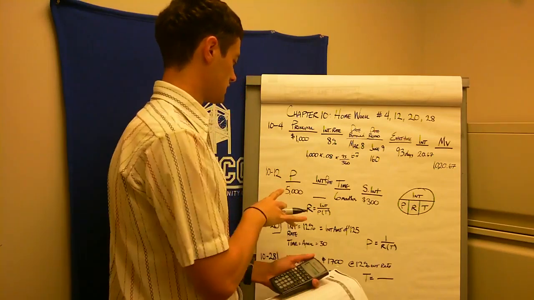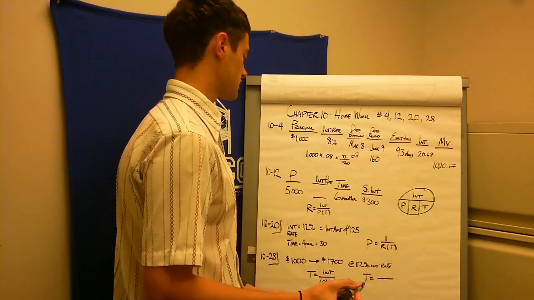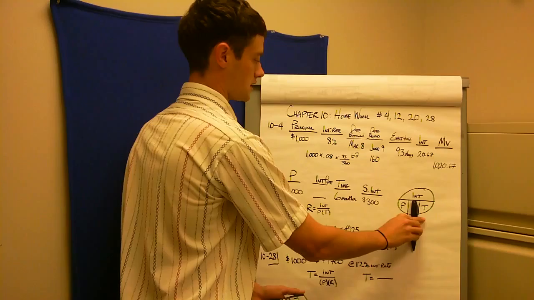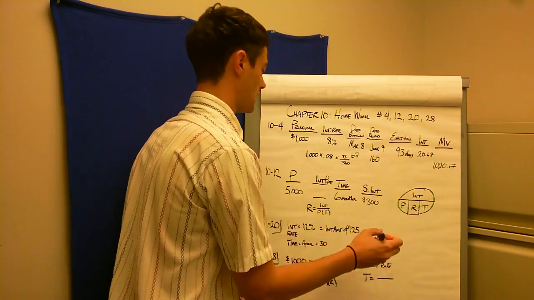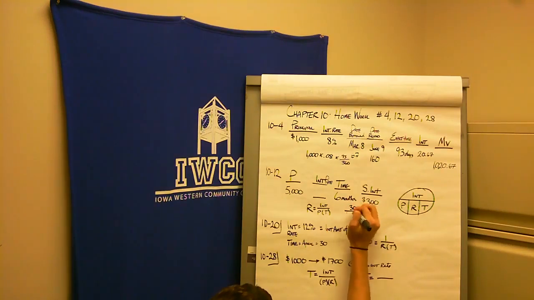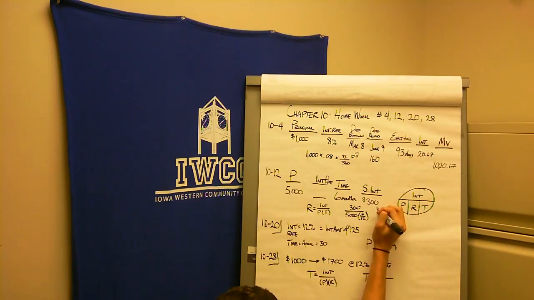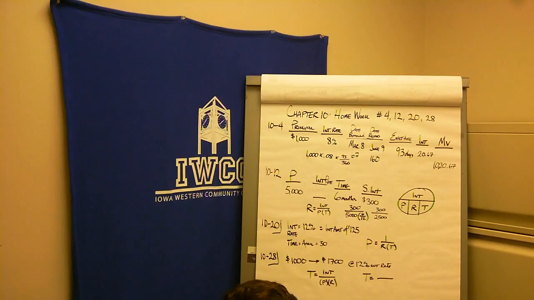Number 12 is asking us to figure out the rate. It gives us the principal, the time, and the simple interest. So we want our rate, so it's interest divided by principal times time. So 300 divided by 5,000 times our time. Now it's given in months, and we have to take it to years. So 6 over 12 is also 1/2. So you have 300 divided by 2,500. So 3 divided by 25 equals 12%. So our interest rate is going to be 12%.